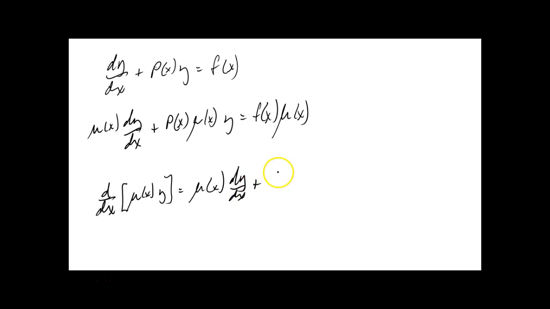plus mu prime of x times y. That's just stating the product rule. Now, notice that this is that term right there, that's this term here. So we could take this and subtract that term from this term.